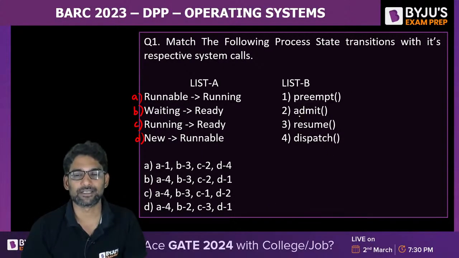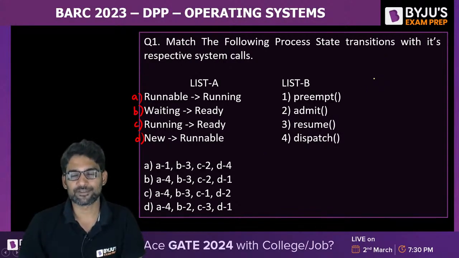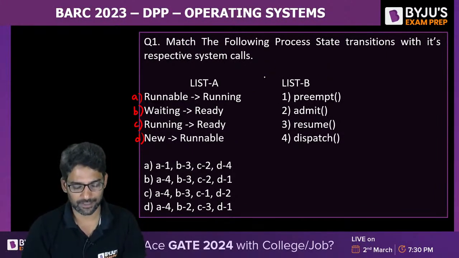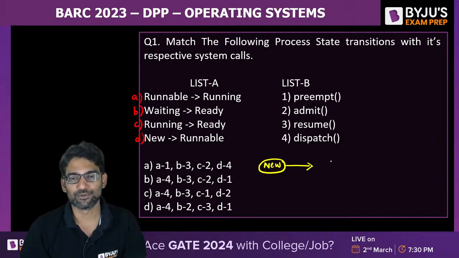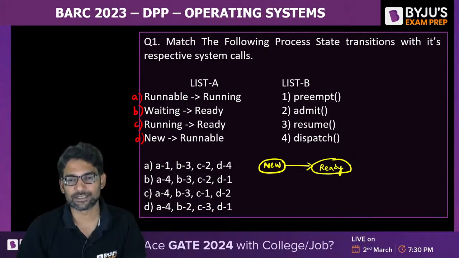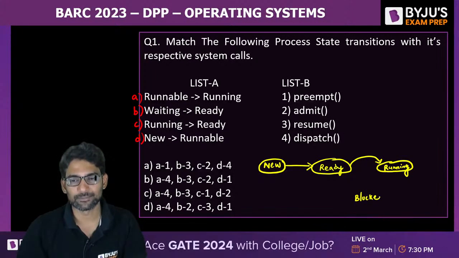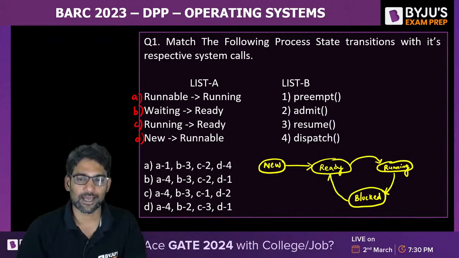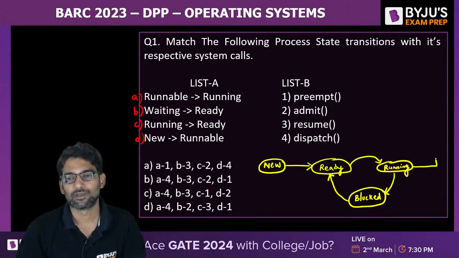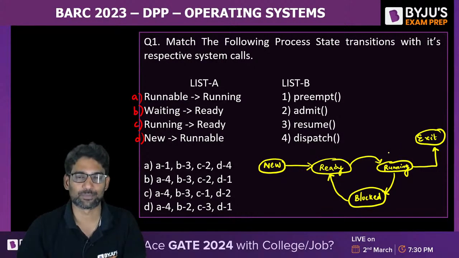Let us see the process state diagram once. With five states, the process must enter into the new state. From the new state, compulsorily it has to come to the ready state. From the ready state, once the CPU is allocated, it moves on to the running state. While it is running, if it requires any IO action, then it goes to the blocked state. Once that action is completed, it goes back to the ready state. Once the execution is completed, it goes to the exit state or terminated state. With five states, this is the process state diagram.